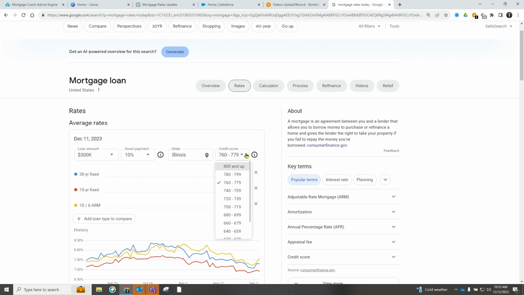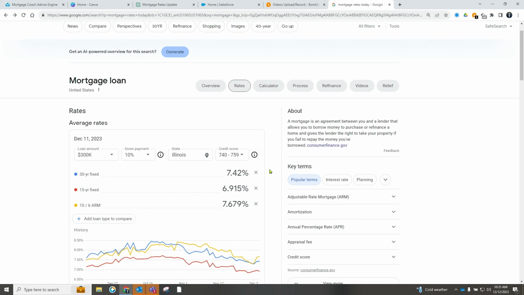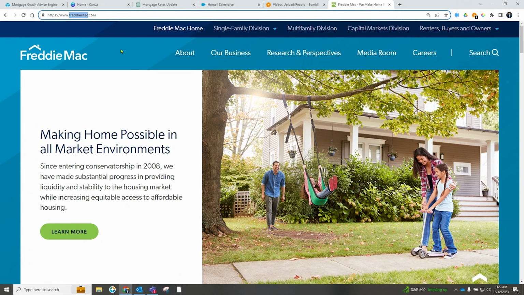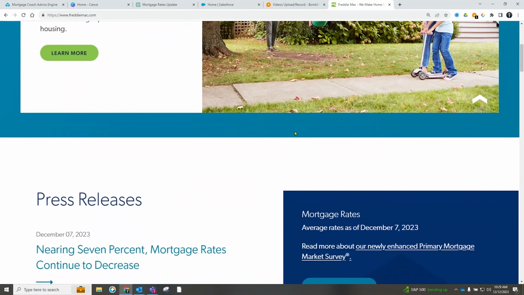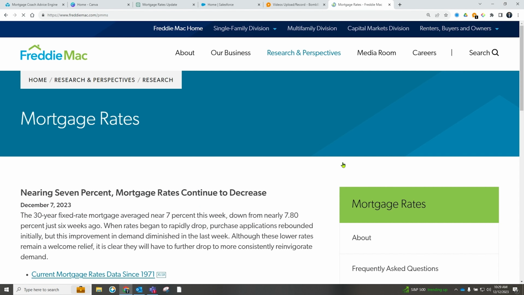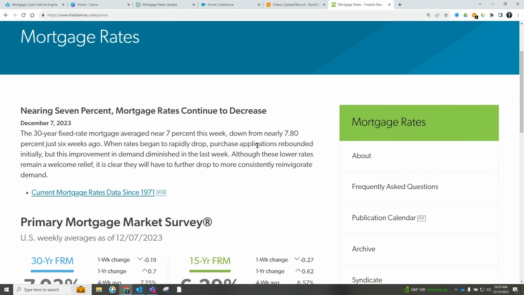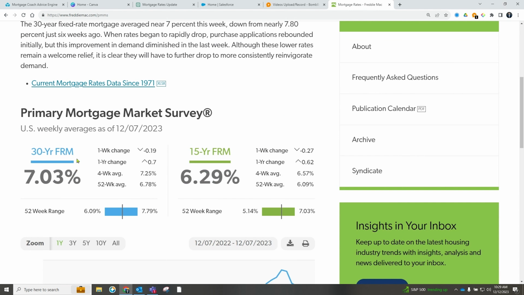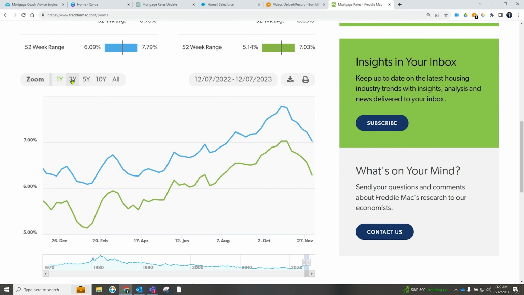Now, the other avenue that I would recommend you go to is FreddieMac.com. As you can see on the website here, if you page down, you can see where they have a chart, and this is where they put their average 30-year fixed. They do a weekly survey, and they show you exactly where the average 30-year fixed is, according to all loans that were delivered to them the week prior.